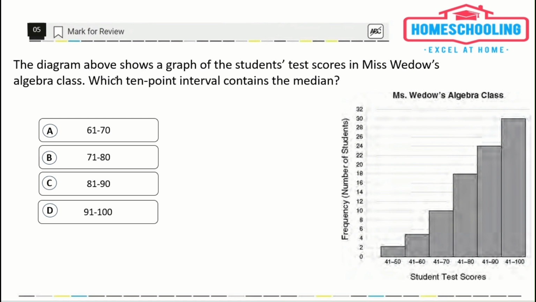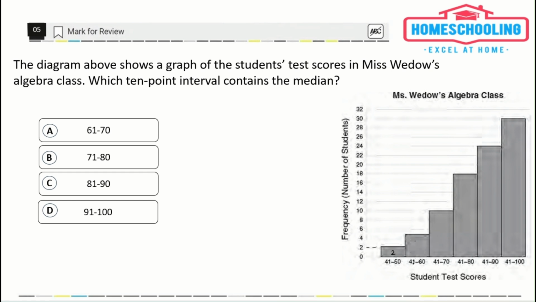The diagram above shows a graph of the student test scores in Miss Widow's algebra class. Which 10-point interval contains the median? As we can see here, on the x-axis we can see the scores 41 to 50, 41 to 60, 41 to 70, 41 to 80. And the number of students that have scored in that range is this much. From the graph, 41 to 50 is 2, because corresponding on the y-axis it is 2.